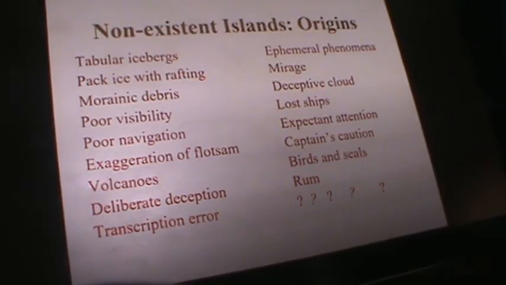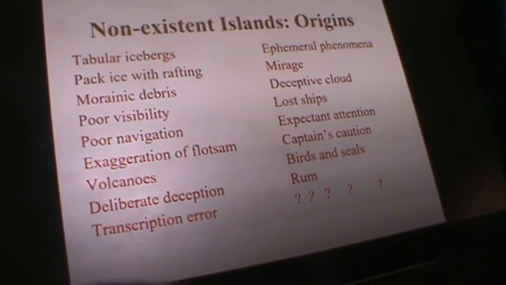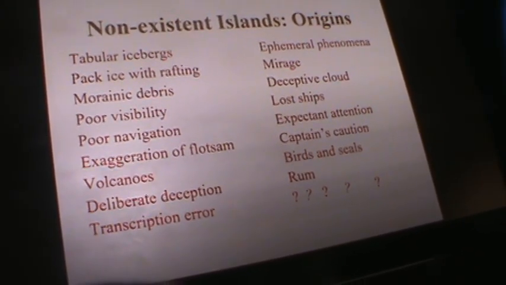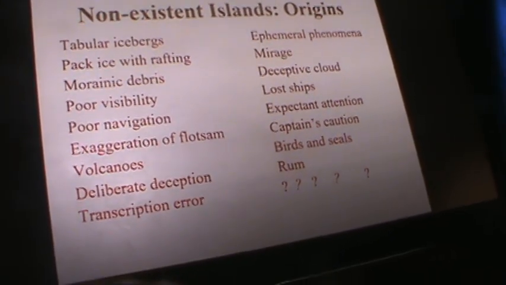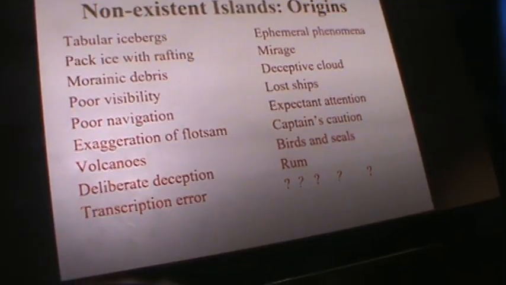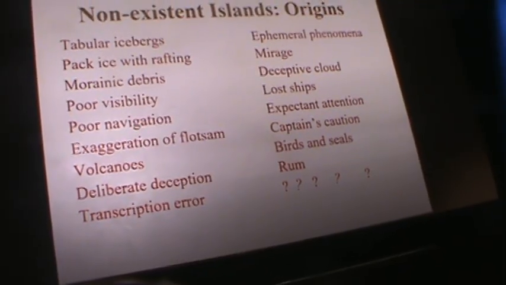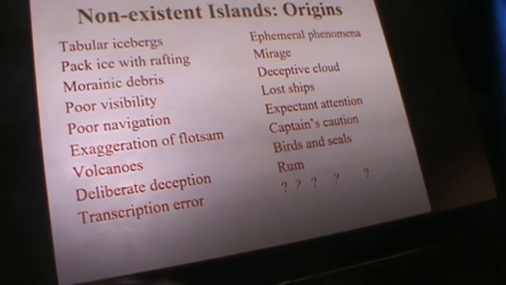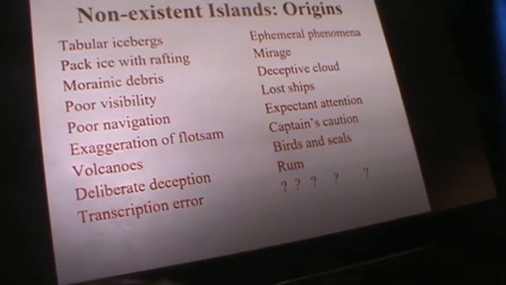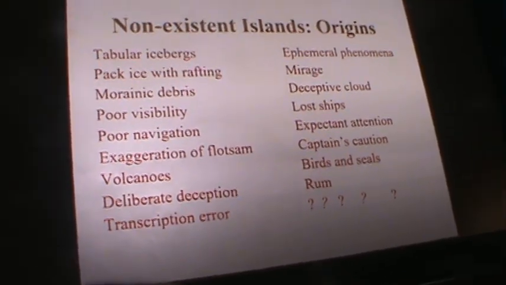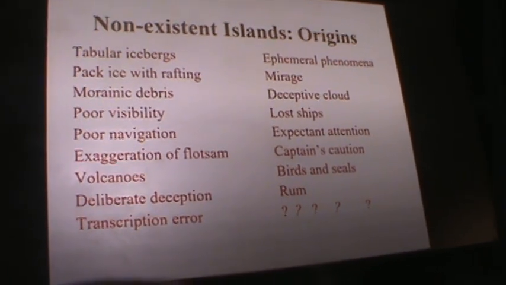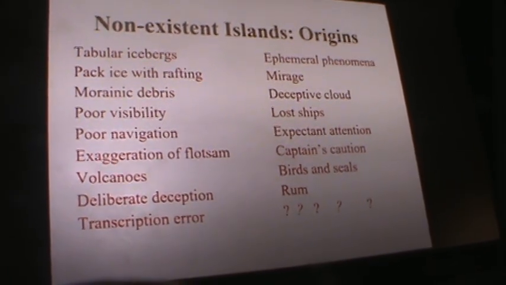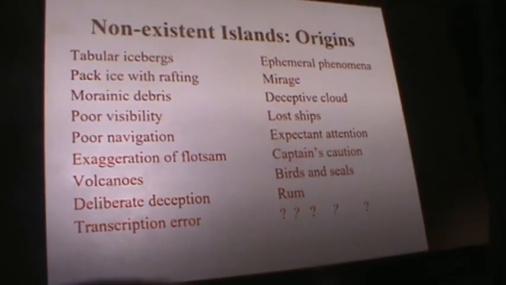Volcanoes, doing their things. It's a little bit like Shiva in Hindu mythology, destroying and creating. Islands come and go on that basis. Sometimes it's a straightforward transcription error. A clerk copying latitudes, longitudes made a mistake. Some of these islands are ephemeral phenomena. Mirage, with the cold air and circumstances, can do it. A deceptive cloud. Perhaps lost ships.